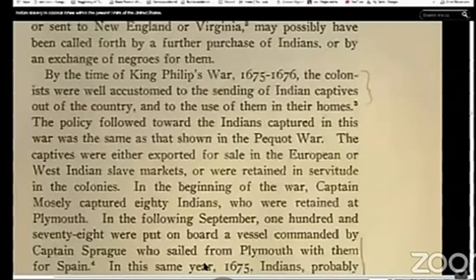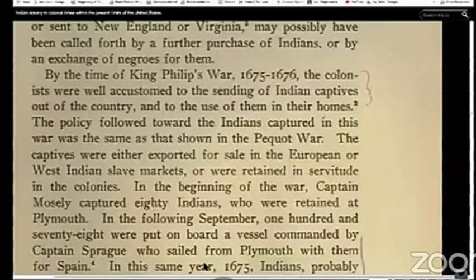European. Indians being sent to Europe. European slave markets. We already got the accounts of the Spanish sending American Indians to Seville, Lisbon, the Portuguese, Cape Verde, West Africa, and from there going to Holland and other places, and other European countries. Now, again, in this book, I'm letting you know, the captives were either exported for sale in the European or West Indian slave markets, or were retained in servitude in the colonies. Servitude. Again, pay attention. They're going to keep throwing it at you.